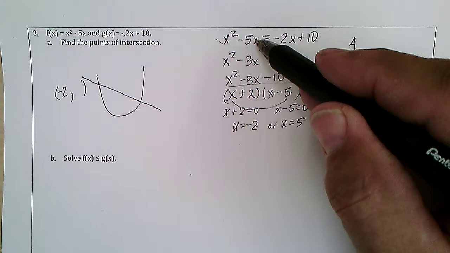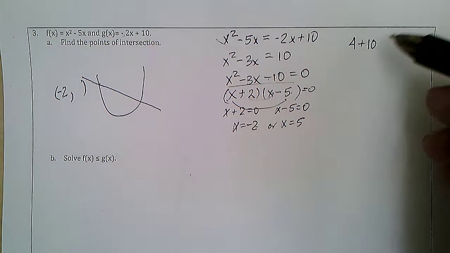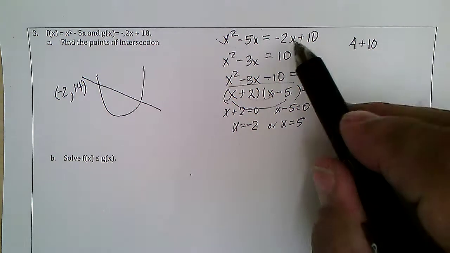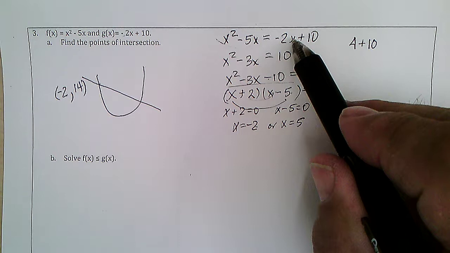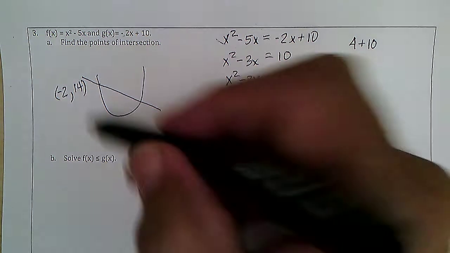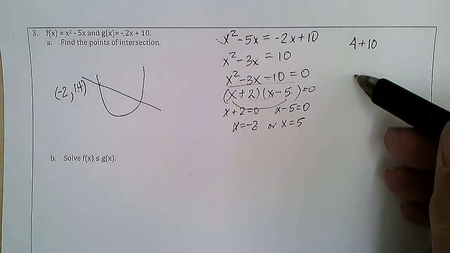5 times -2 is -10, and negative -10 is +10. So that's 14. But just to check, we're going to put the -2 here. -2 times -2 is 4 plus 10, 14. So that checks.